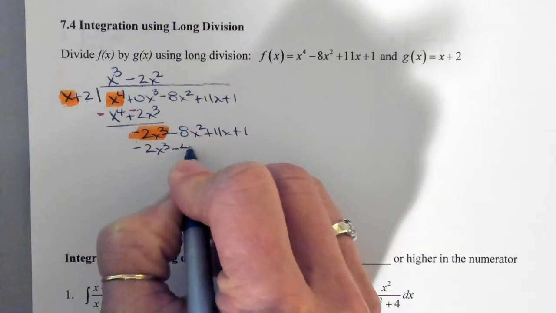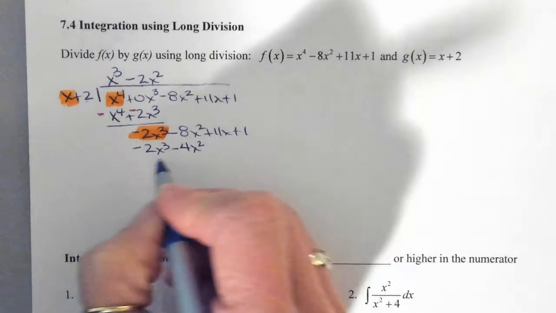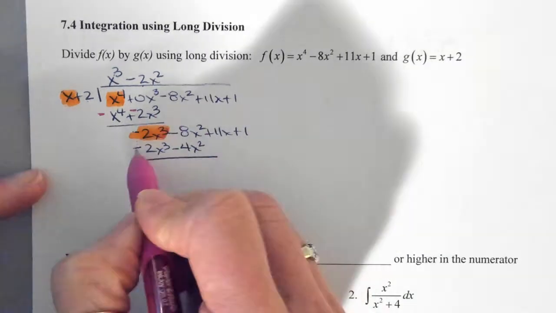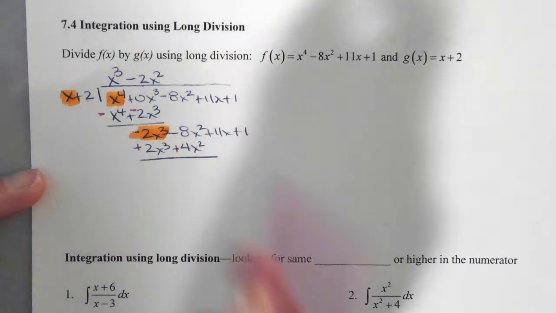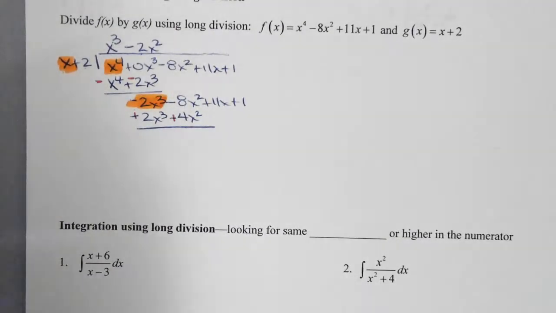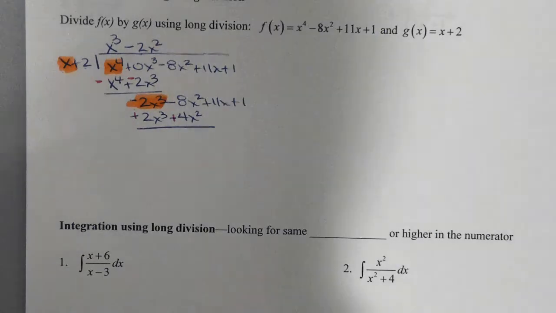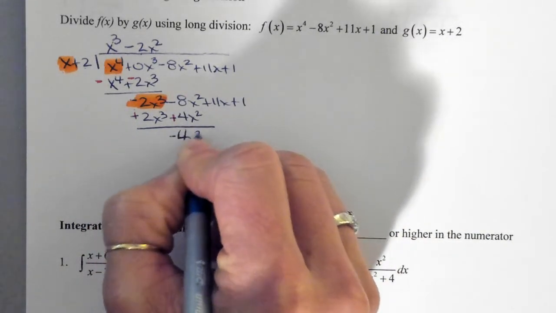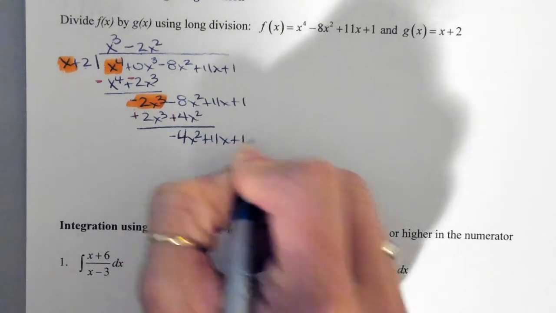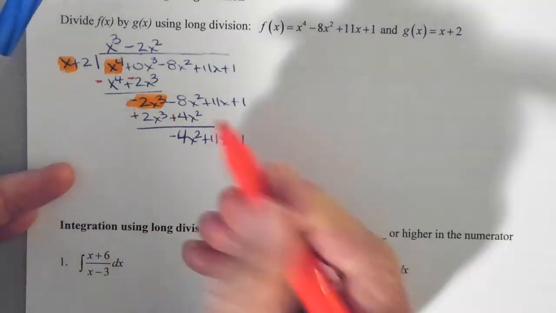And then this is minus 4x squared. Bottom row, signs will change to the opposite. So remember, this should always become 0. If you don't distribute the negative, then it's not going to go away. So then you just combine these, negative 4x squared plus 11x plus 1, and then you start over.